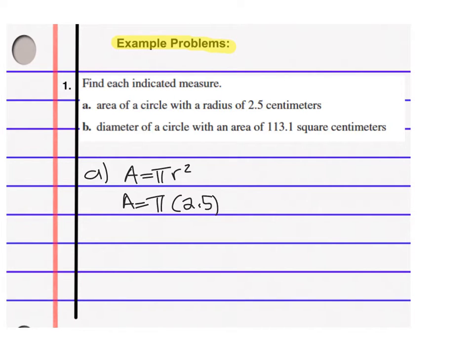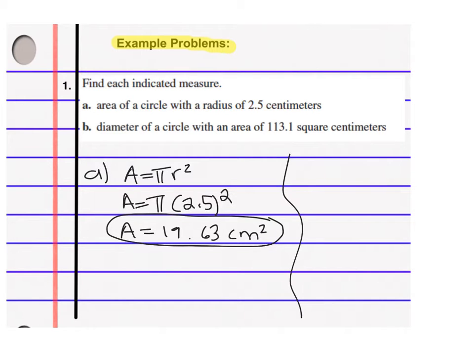So this can be put into your calculator. The whole thing can be put into your calculator. And remember, for big ideas, they want you to use the pi key and round to the hundredths place, 2 decimals. So 19.63 centimeters squared. And when you're rounding to the hundredths place, 2 decimals, you are looking at the third digit and rounding accordingly.